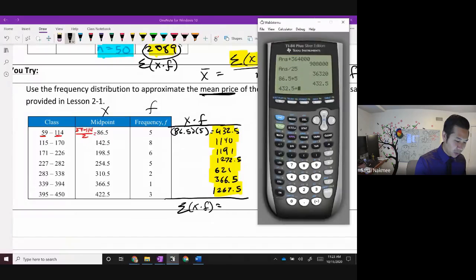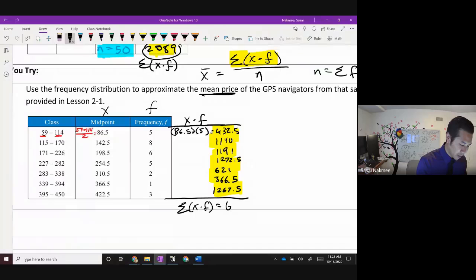432.5 plus 1,140 plus 1,191 plus 1,272.5 plus 621 plus 366.5 plus 1,267.5. That gives me a total of 6,291. That's my total right there.